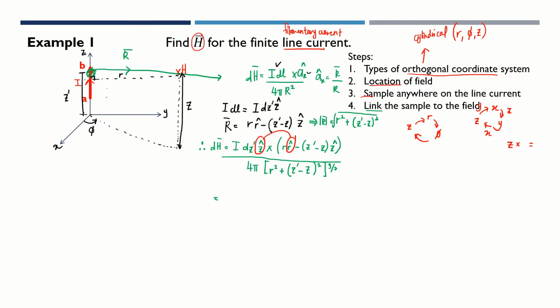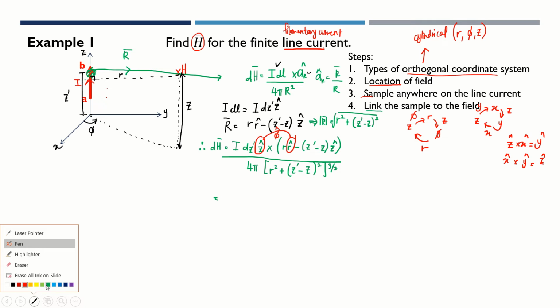For example, Z direction cross product X direction, you will get Y direction, and then X direction cross product with Y direction, you will get Z direction. So I just replace X and Y with R and phi. Here we're going to be phi, here R, here Z. Now in this case, Z cross with R will be the phi direction.